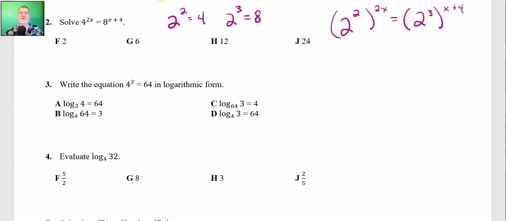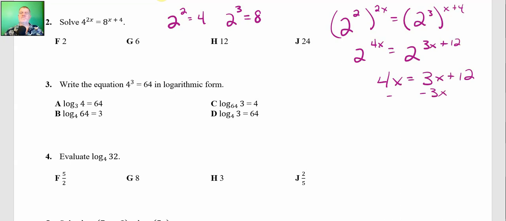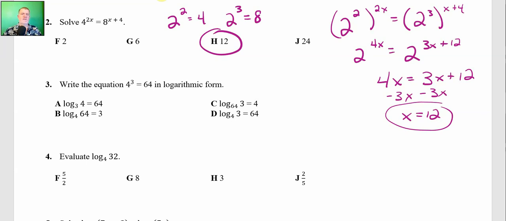Same bases, so let's simplify. Let's multiply these exponents out. This is 2 to the 4x equals 2 to the 3x plus 12. Since we have the same base, we set the exponents equal to each other, and we just solve the equation. Subtract 3x, we get x equals 12, and lo and behold, we got a nice little 12 right there. So, good job. Let's keep on going.